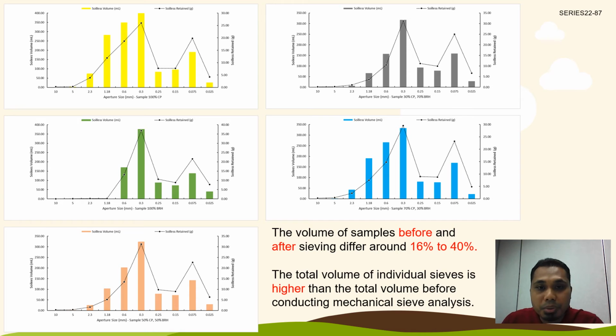The graph shows the volume of individual sieve with their respective weight. The volume of sample before and after sieving differs around 60% to 40%. The total volume of individual sieves is higher than the total volume before conducting mechanical sieve analysis.